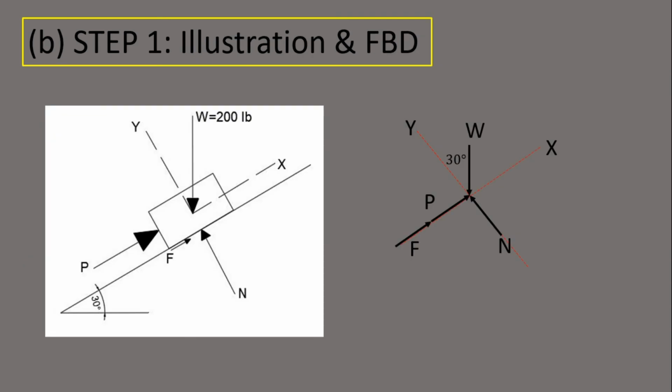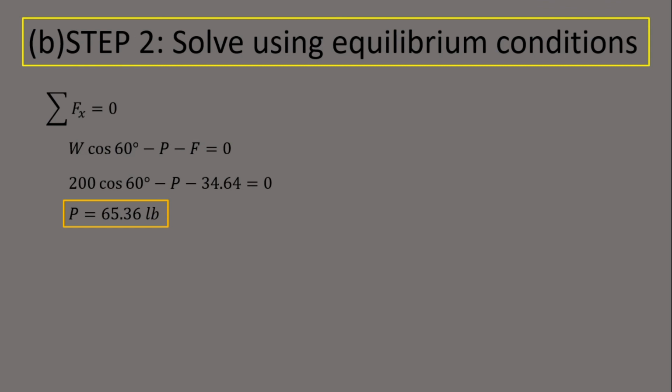So para naman sa problem 2, sa letter B, we have illustration ulit. Same illustration, kaya lang dito, automatic na alam natin na yung frictional force ay i-help niya yung force P para hindi mag-move down. So meron na tayong ganong condition. And to get that summation ng forces, X lang tayo: W cosine 60 degrees minus P minus F is equal to 0. So we get P is equal to 65.36 pounds.